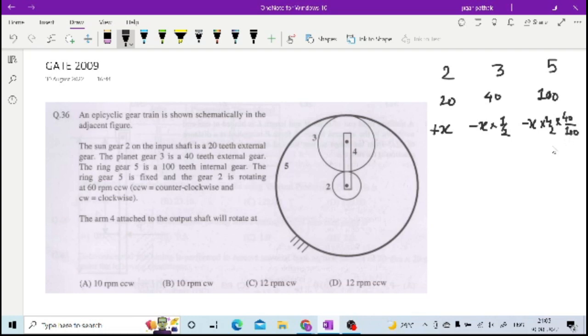Right? So this way you can add plus y also here. So write plus y plus x, then plus y minus x by 2, then here plus y minus x by 5, no? Minus x by 5. Sir, mostly the answer will be 10 rpm. The answer is 10 rpm. Yes, correct. But counterclockwise or clockwise? Clockwise. Check again.